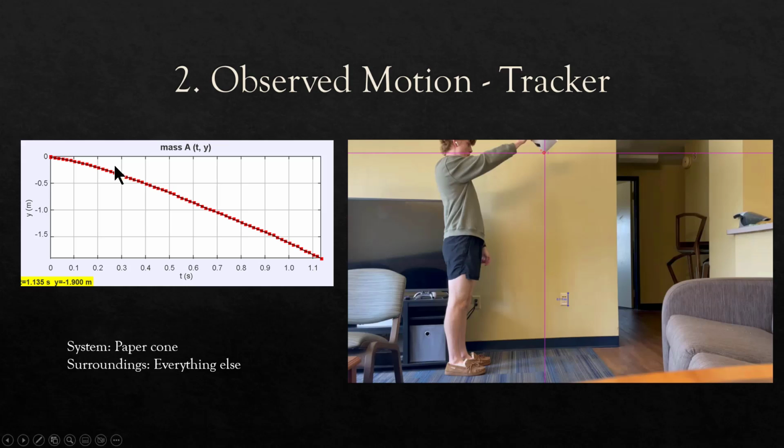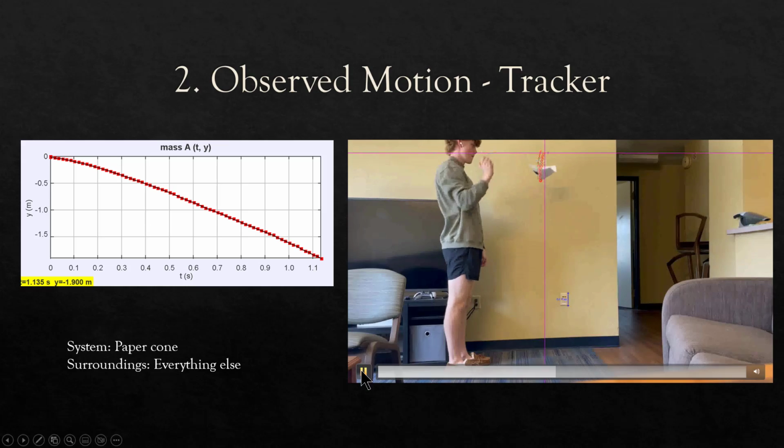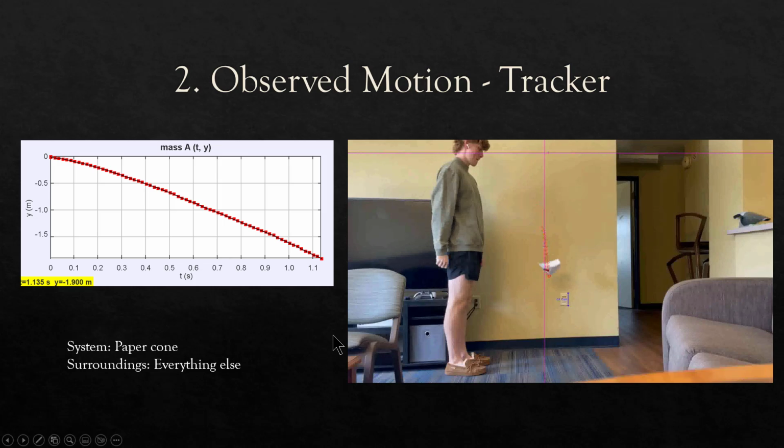This is a short video clip that I used in the tracker software. You can see the paper cone falling straight down. You can see in this graph that at first it starts with a velocity of 0 and then increases velocity until it reaches a constant velocity after about t equals 0.3 seconds.